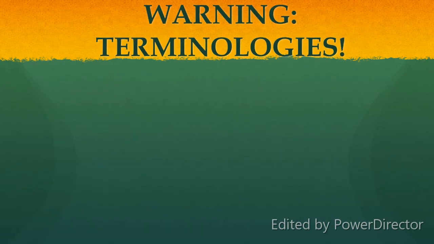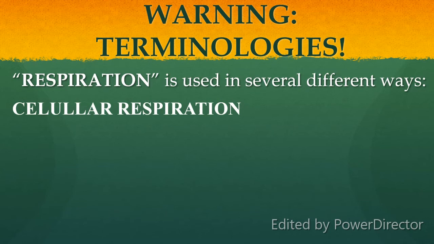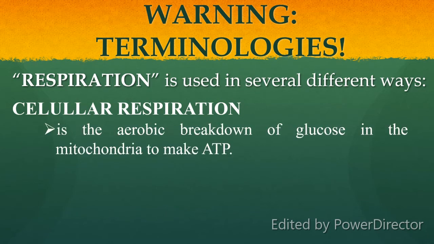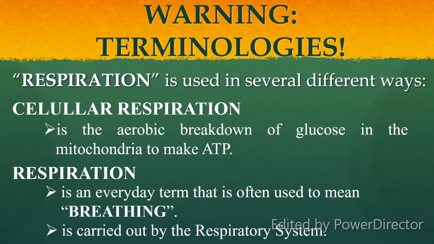Terminologies. Respiration is used in several different ways, such as cellular respiration. It is the aerobic breakdown of glucose in the mitochondria to make ATP. So, it is respiration at the cellular level. But what does respiration mean? Respiration is an everyday term that is often used to mean breathing. It is carried out by the respiratory system.